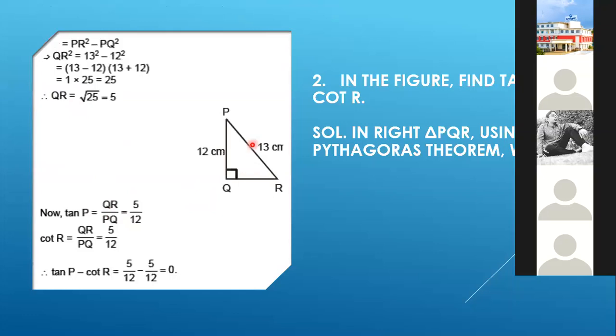Tan P is based on angle P. So based on angle P, opposite by adjacent, QR by PQ, opposite is 5 by 12. Then cot R. Cot is adjacent by opposite. That is also 5 by 12. Both tan P based on angle P and cot R based on acute angle R, we got 5 by 12. They're asking us to find out tan P minus cot R. Tan P is 5 by 12, cot R is also 5 by 12. So subtract, the answer is 0. Any doubt?